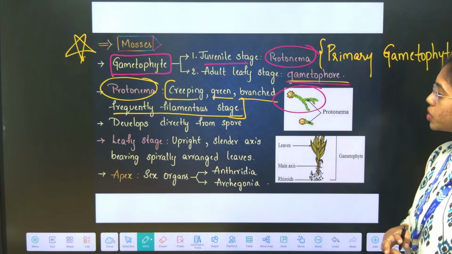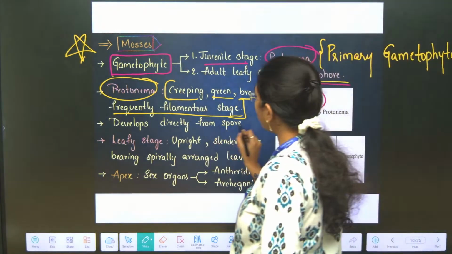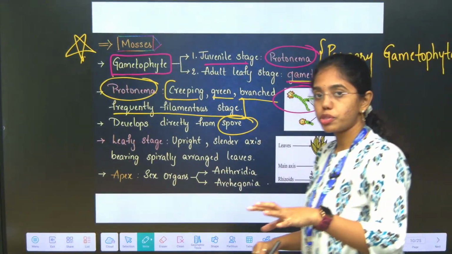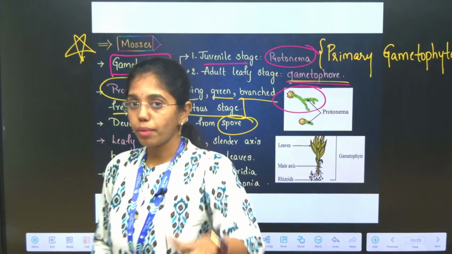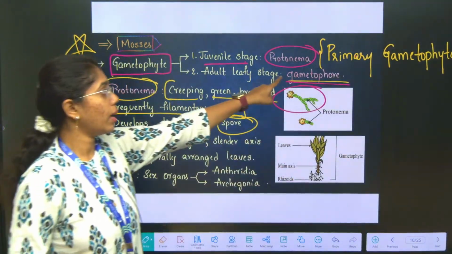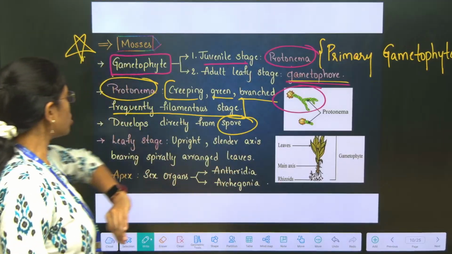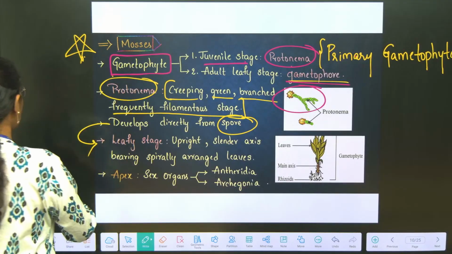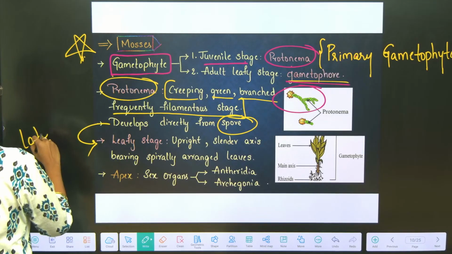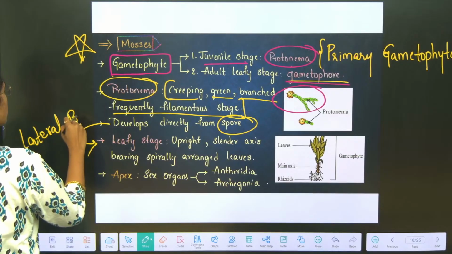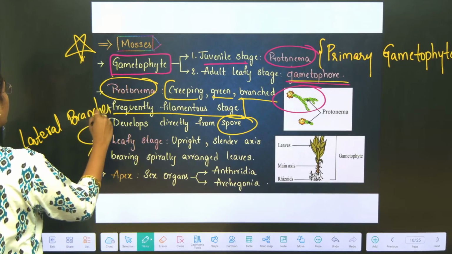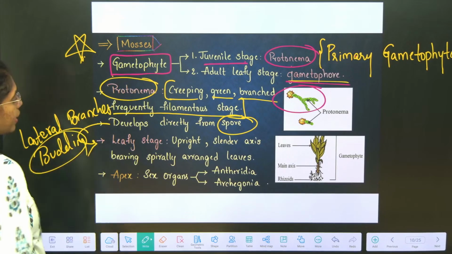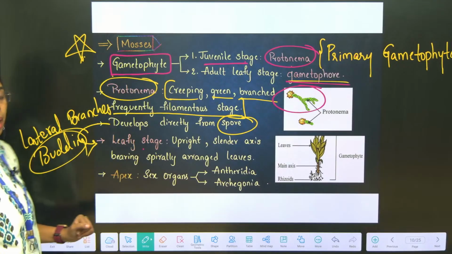So, this develops directly from what? It develops directly from the spore. The haploid spore landing onto the substrata will first develop into the primary gametophytic structure, that is protonema. Protonema then matures to what? The leafy stage. How is it maturing? By lateral budding. Lateral branches of protonema undergo budding and develop into the adult leafy gametophytic stage.